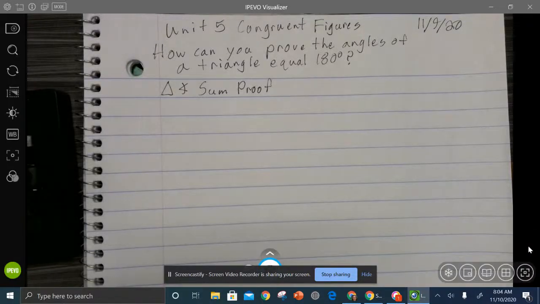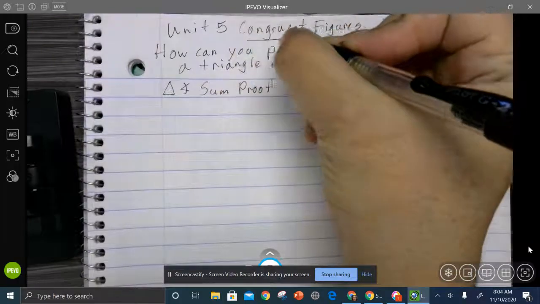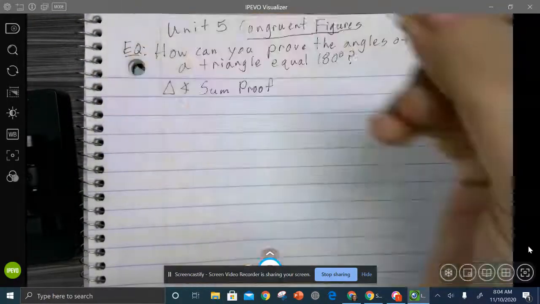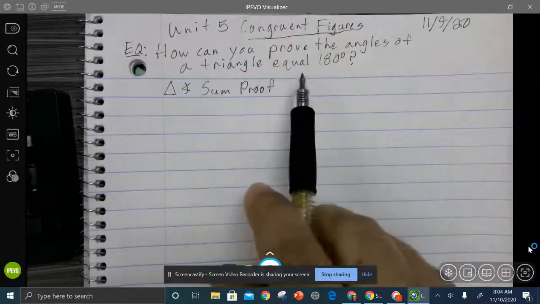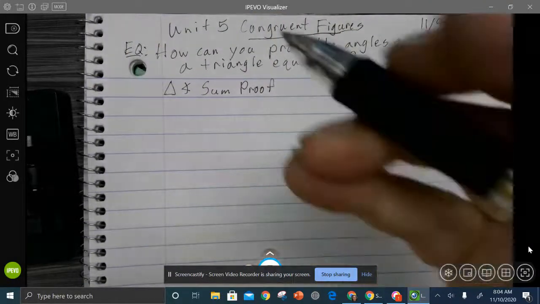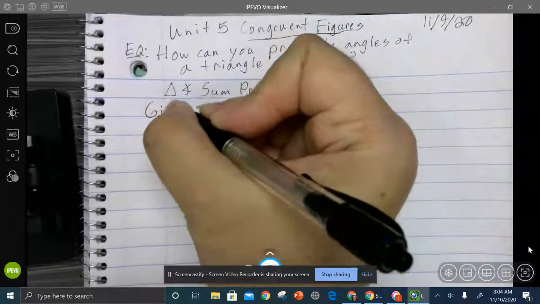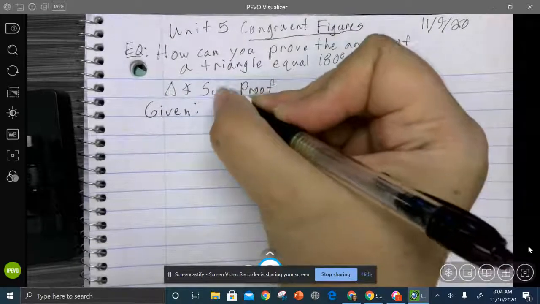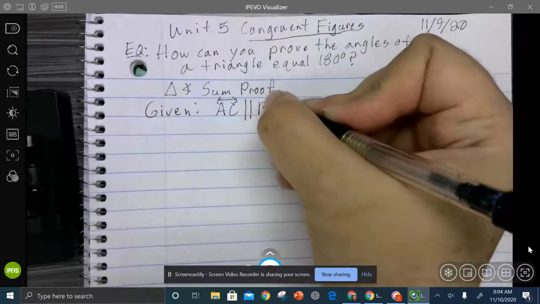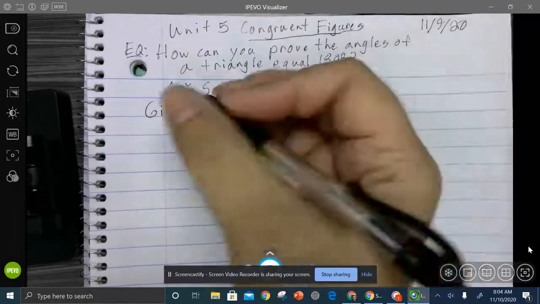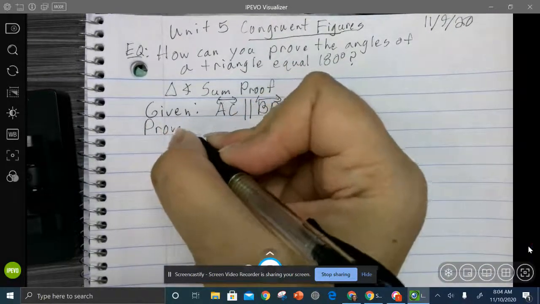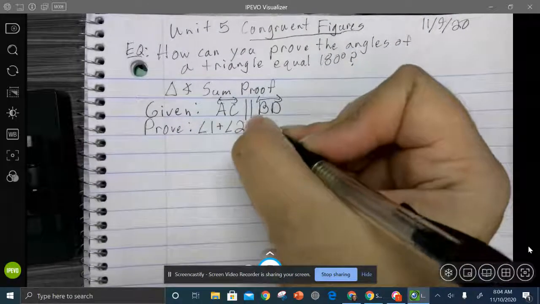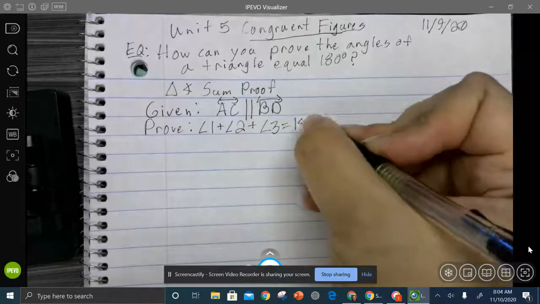Good morning. So we are working on Unit 5, which is all about congruent figures. Our essential question for this, everybody, is how can we prove the angles of a triangle equal 180 degrees? So we're going to go over that proof. It is given that AC is parallel to BD, and we need to prove that the measure of angle 1 plus angle 2 plus angle 3 equals 180 degrees.